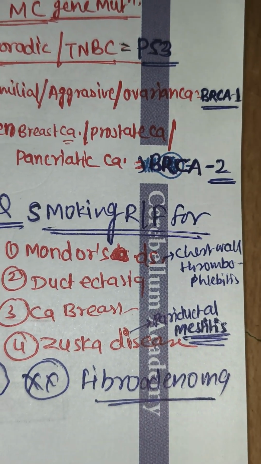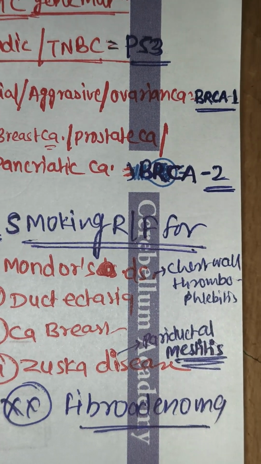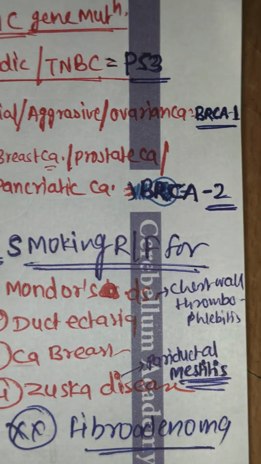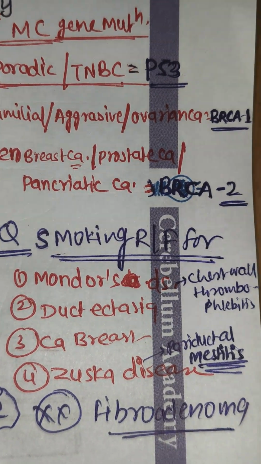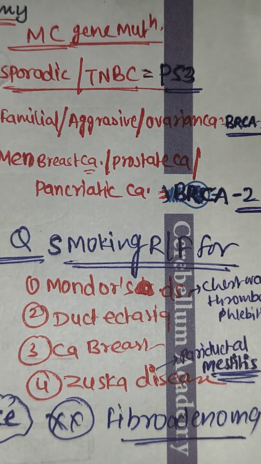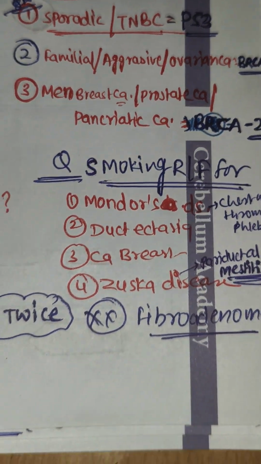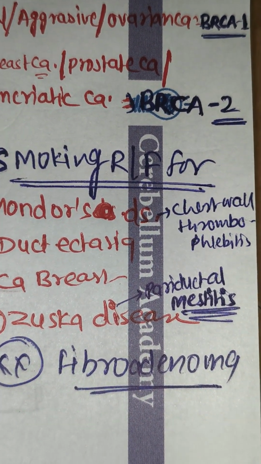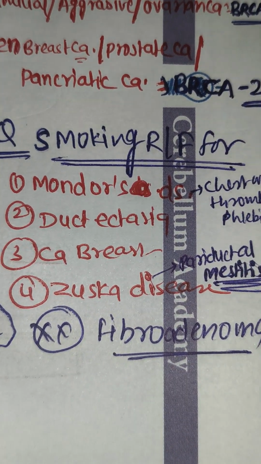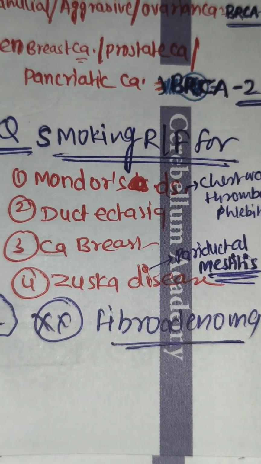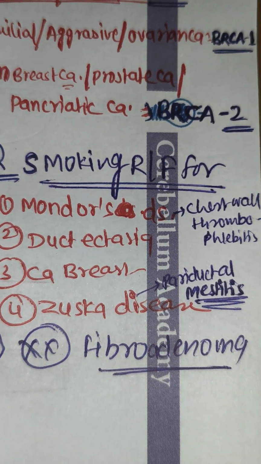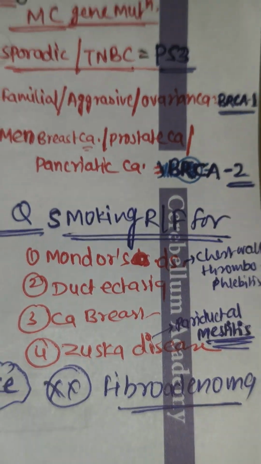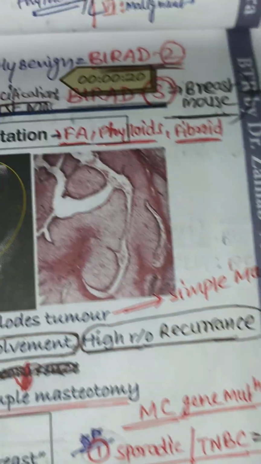Mondor's disease, which is chest wall thrombophlebitis. In this condition, smoking is also a risk factor for duct ectasia, carcinoma breast, and Zuska's disease. Zuska's disease is periductal mastitis. So mastitis is also a risk factor, and fibroadenoma is not a risk factor for smoking.